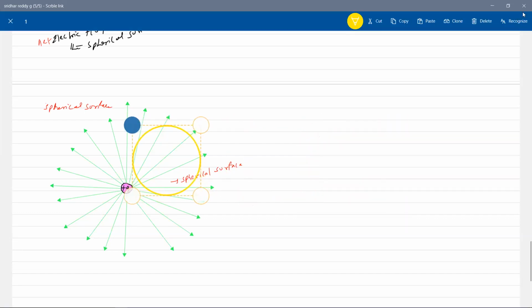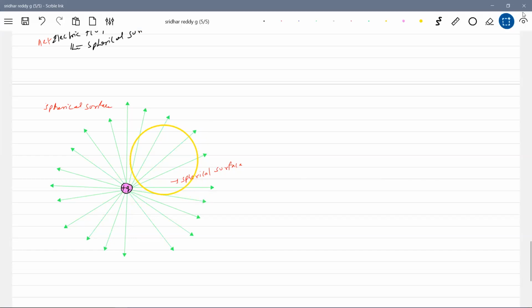I'll keep that surface somewhere here. Now, where is the Gauss? This later we'll call it a Gaussian surface. Let me write now only. Some imaginary surface. Now, what is the electric flux through it? Please do answer.